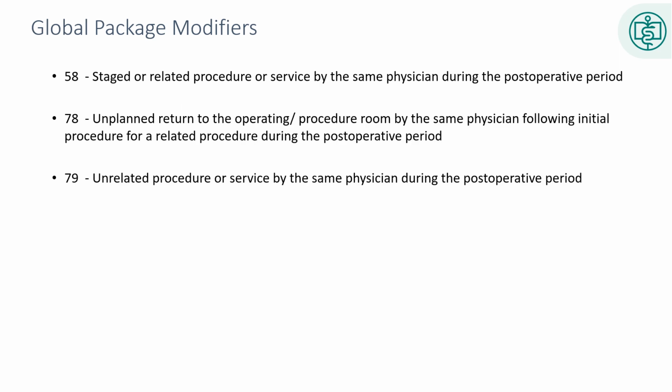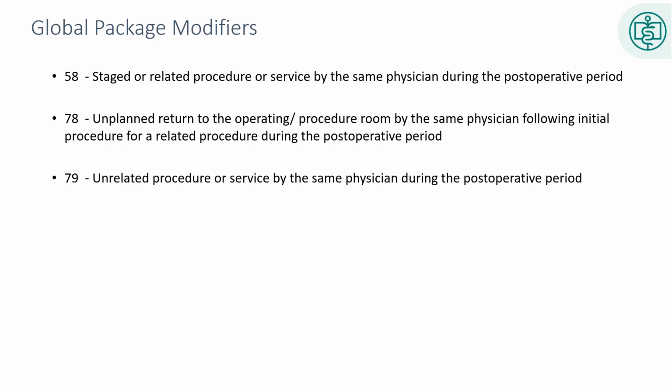Modifier 58 is used to indicate a staged or related procedure by the same physician during the postoperative period. It can be a follow-up procedure that is more extensive than the original procedure. It can also be used to indicate therapy performed during a surgical procedure. For example, a patient has a lesion removed that turns out to be malignant without clear margins. The patient is brought back to the operating room 7 days later. The second, more in-depth surgery to remove the cancer is submitted with Modifier 58 to indicate that it is related to the primary or first procedure.